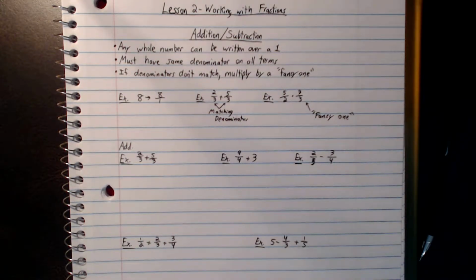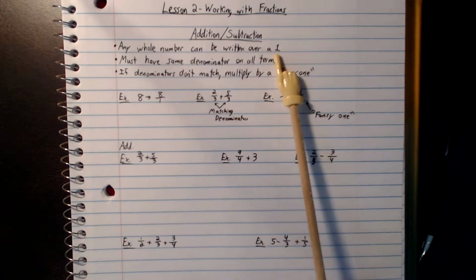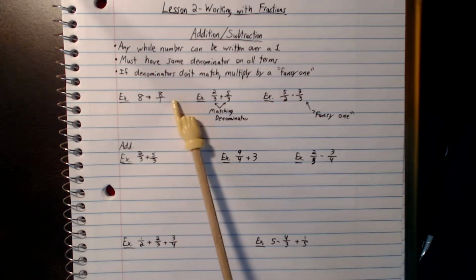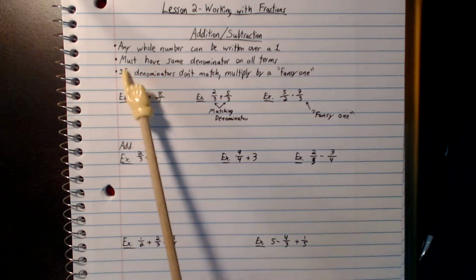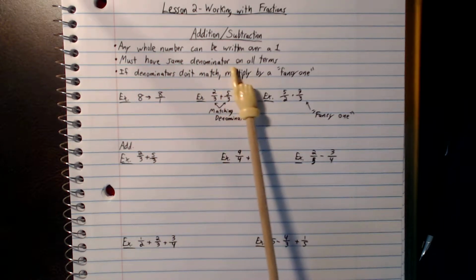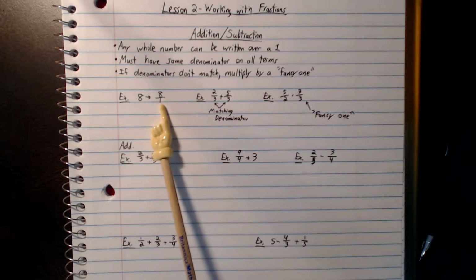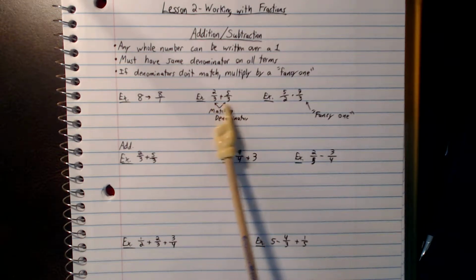Okay. First, we're going to look at addition and subtraction. Here are a couple of rules you might want to remember. You can write them down. First of all, any whole number can be written over a 1. For example, this 8 we can rewrite as 8 over 1. That's going to help because of the next couple of things. Number 2, we must have the same denominator on all terms. That 8, we want to see the denominator so that we can go to the next thing and see if we have the same denominators on all terms. Here we see that we do.